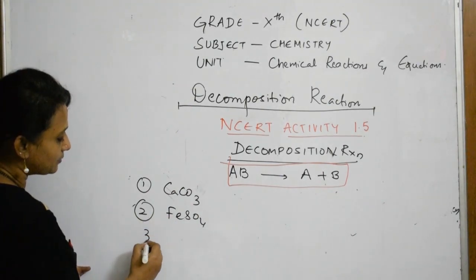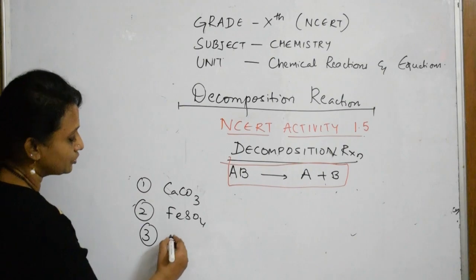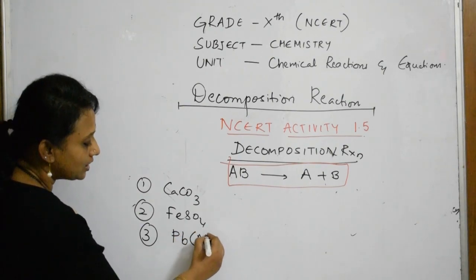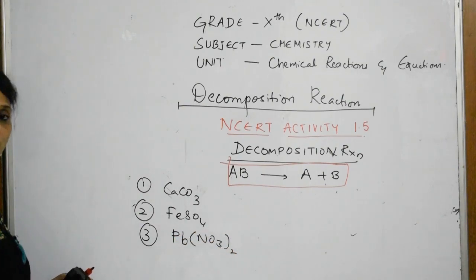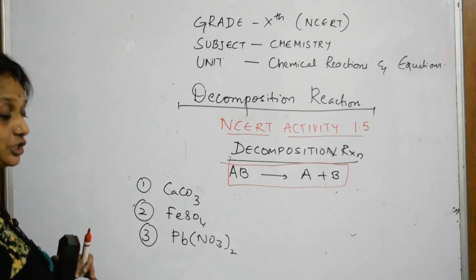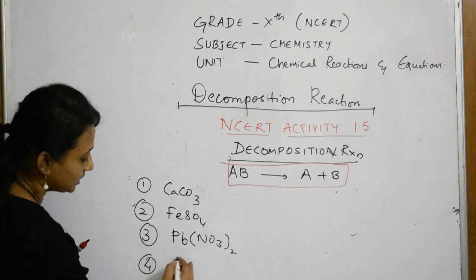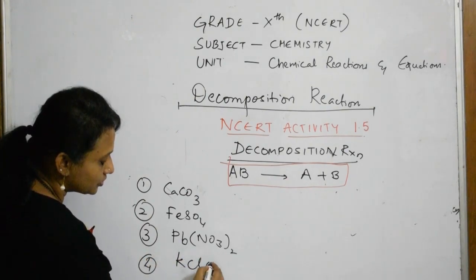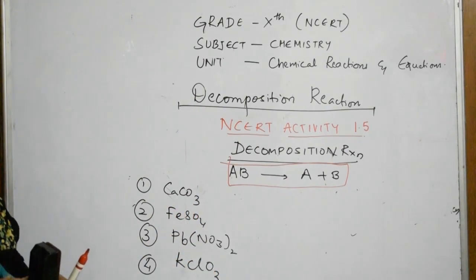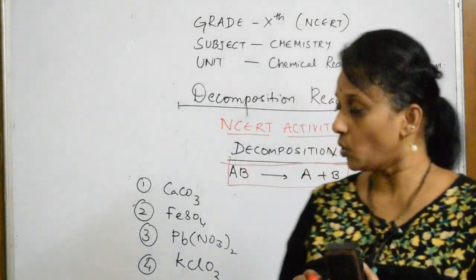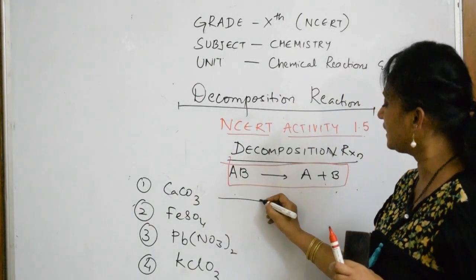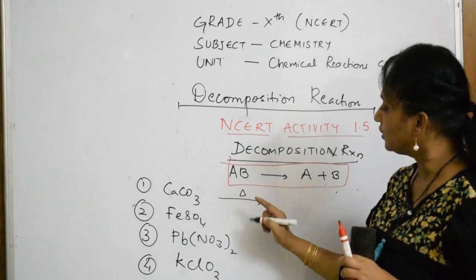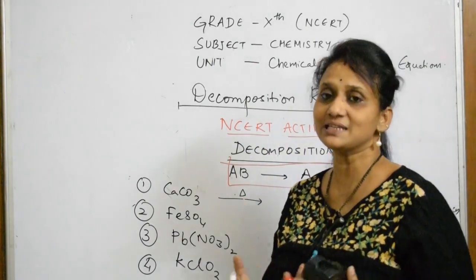After ferrous sulfate decomposition, I'll be teaching the decomposition of lead nitrate, Pb(NO3)2. I'll also be showing you the decomposition of potassium chlorate, formula KClO3. I'll be teaching all this. Now what is special in this? So all these compounds, they'll be decomposing in the presence of heat. What is this delta? Delta means heat, right?